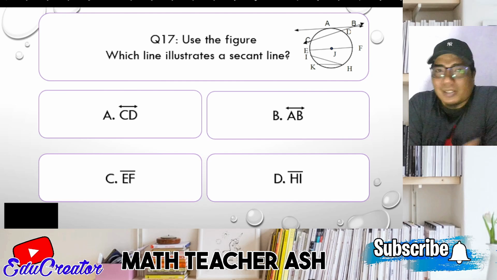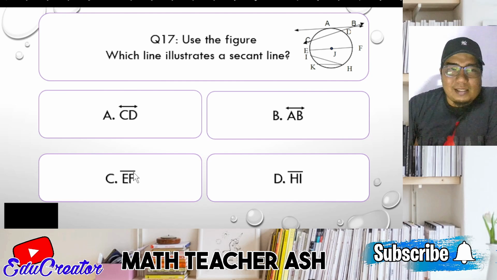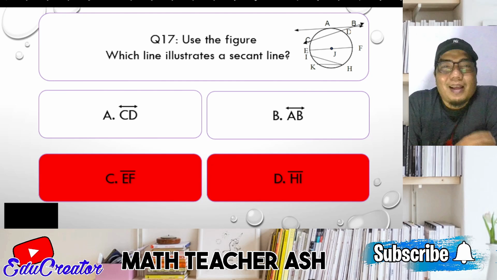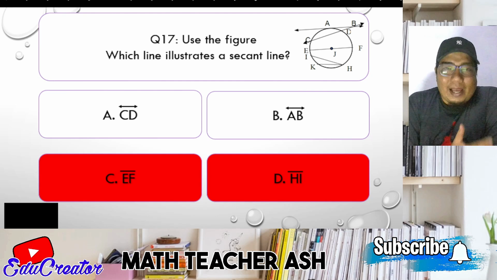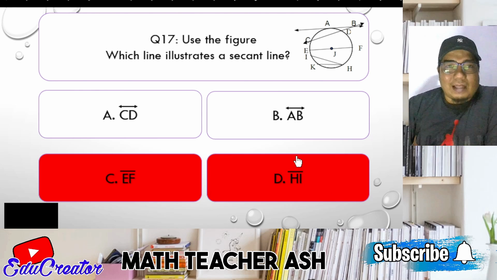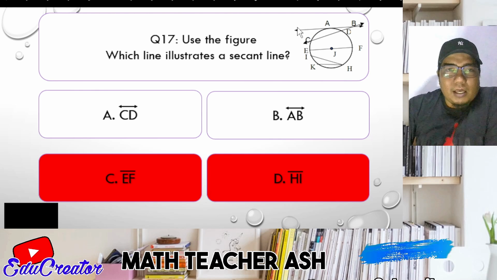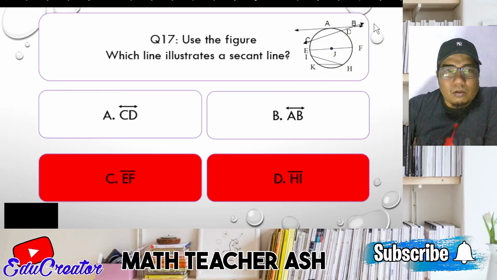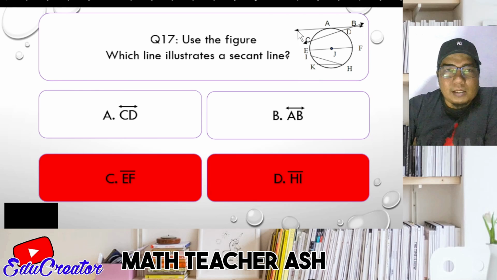Okay, so ibig sabihin, when we say line, yung bawat dulo may arrow. Okay, so mali na agad ang C at D. Check na tayo doon. Now, a secant line is a line that touches the circle in 2 points. So, dalawang beses niyang tatamaan. Okay. So, as we can see here, merong line dito, meron ding line dito. Ayun. Pero, ito, isang beses niya lang tinamaan.